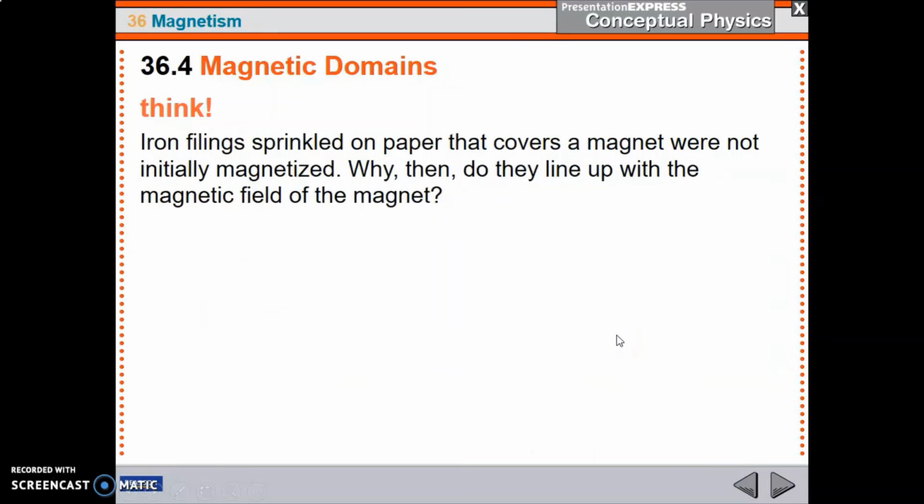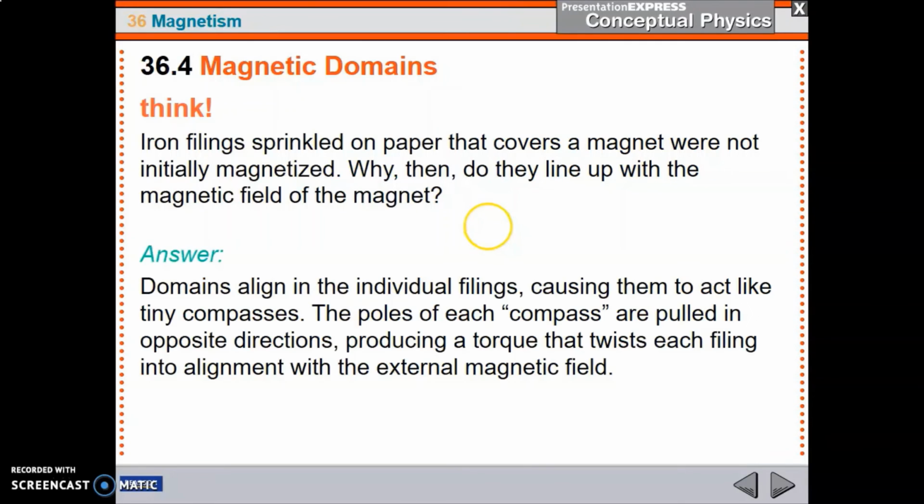Iron filings, sprinkled on paper that covers a magnet, were not initially magnetized. Why then do they line up with the magnetic field of the magnet? Because the magnet makes those iron filings magnetized. And now all those little iron filings that are getting magnetized attract each other and they line up in the lines that we could see on the paper. Does that make sense? Great.